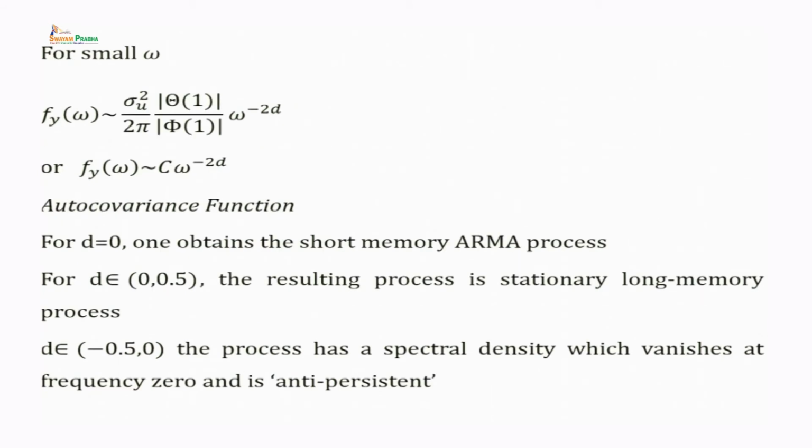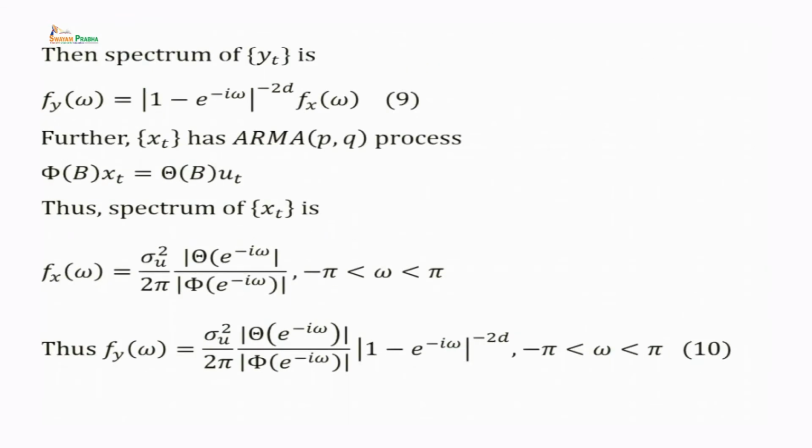Now, if omega is small, then you can approximate e to the power minus i omega. If omega is very small, then in theta you can approximate it by 1, similarly in phi you can approximate it by 1. And then you have the term 1 minus e to the power minus i omega to the power minus 2d.